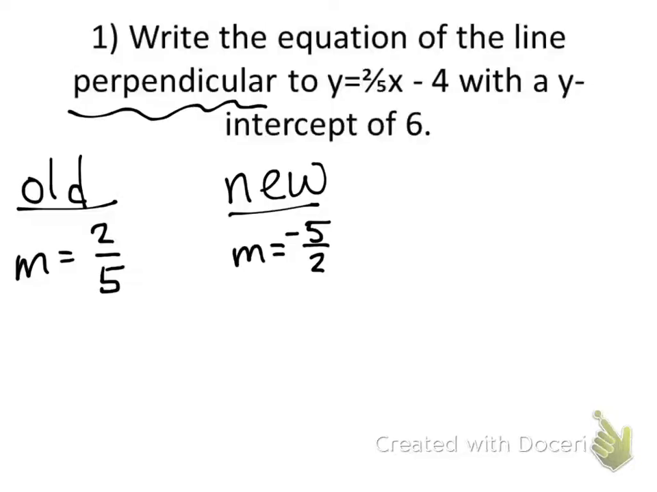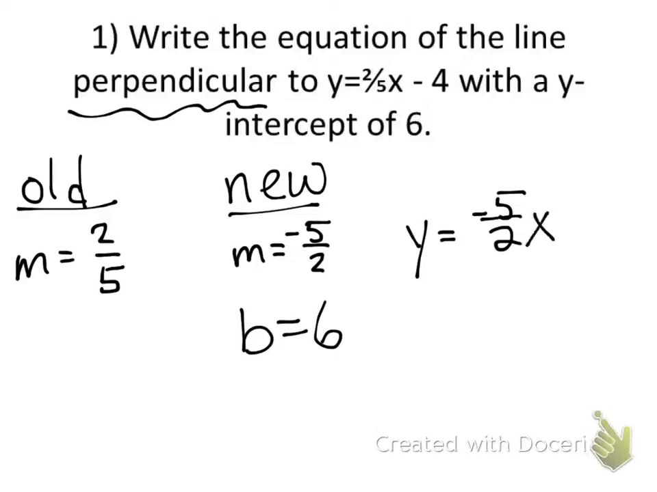Once you find the new slope, it's just like a problem from last week. We have the m, we're given the b right here. So b is going to be 6, and then you can write your equation in y equals mx plus b form. What is my equation here? Very good.